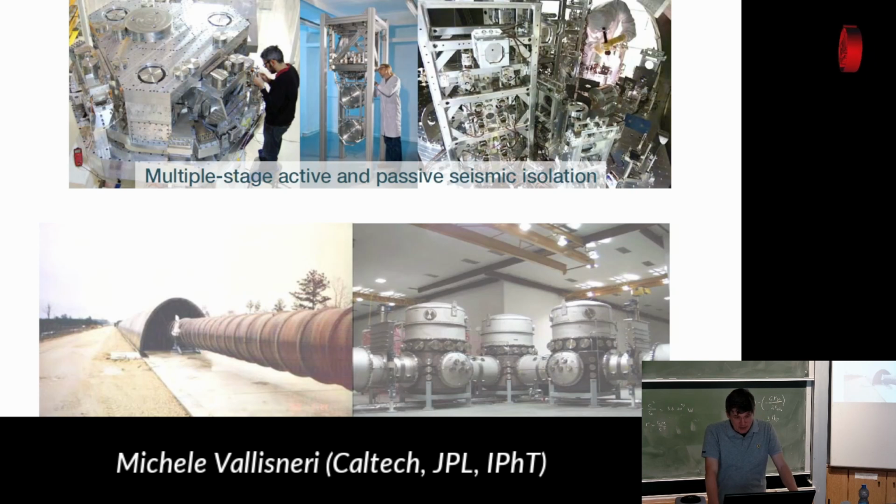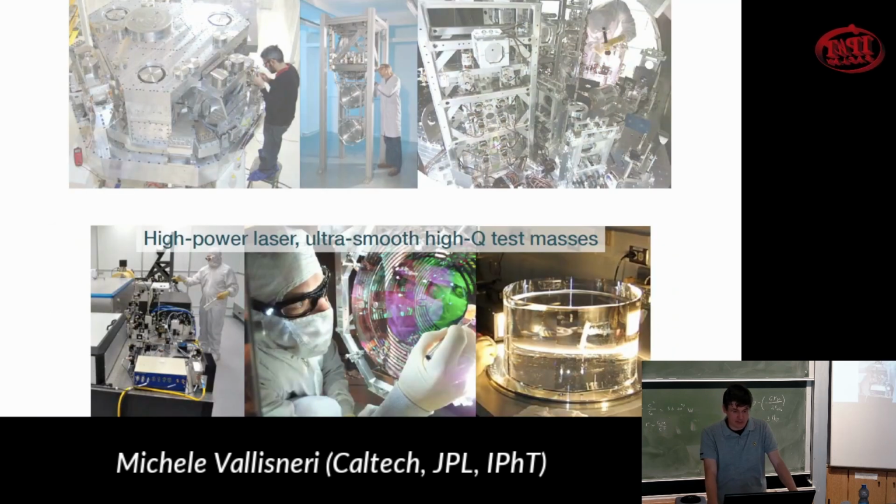So, multiple stage isolation. There are these multiple pendula, inverted pendula. This is something that Virgo was especially strong on, and the Virgo technology was brought to Advanced LIGO to get more isolation at low frequencies. Very smooth masses. At some point silica, then sapphire.